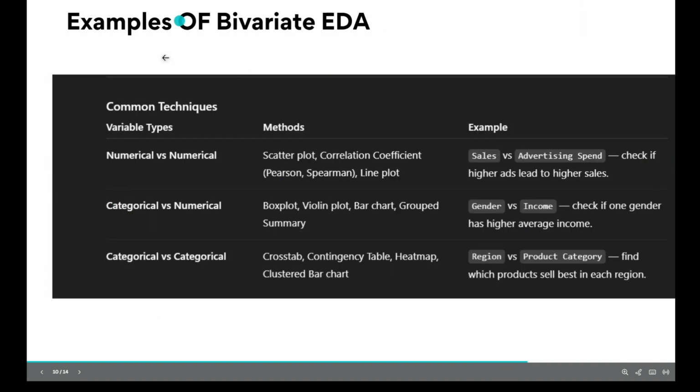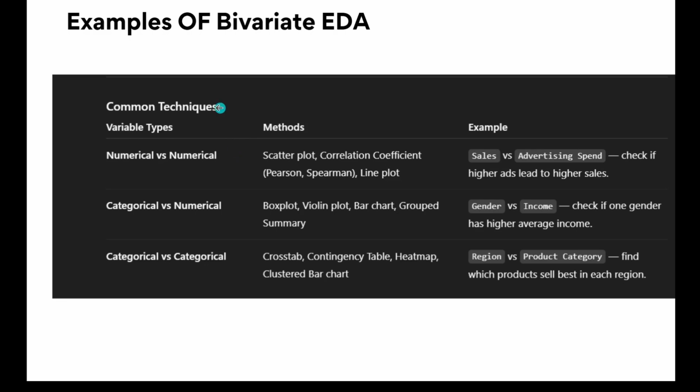Now, let's take a look at this for an example of bivariate EDA. Now, we are going to be looking at the common techniques and variable types. Now, let's say we are trying to see the relationship existing between numerical versus numerical columns. Now, the method we can actually use is scatter plots.